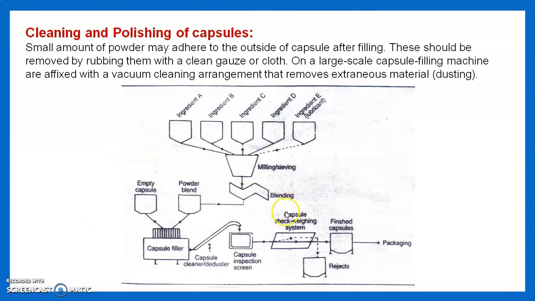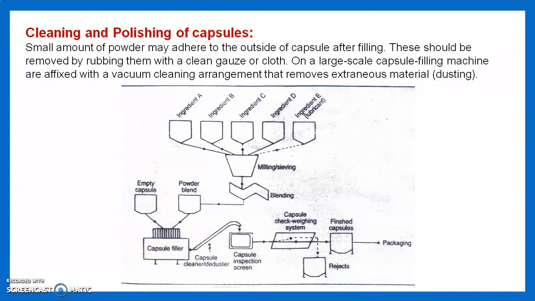This diagram shows the capsule manufacturing. In this way, in the milling machine, different ingredients are added, then these are blended and sent to the capsule filler. In the capsule filling machine, empty capsules are placed and powder blends are added to them, and the drug is filled into the cap and body, and after that it is closed.